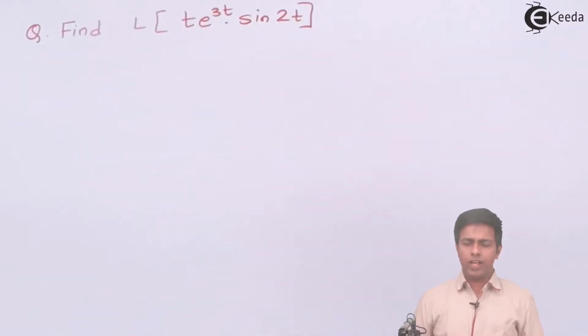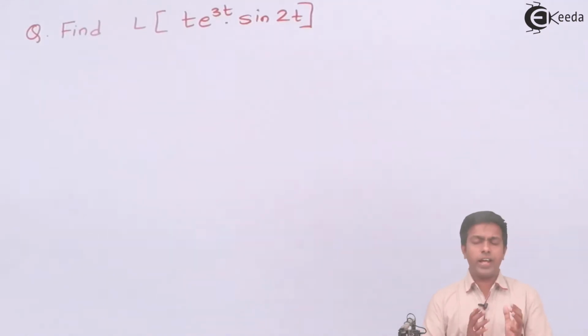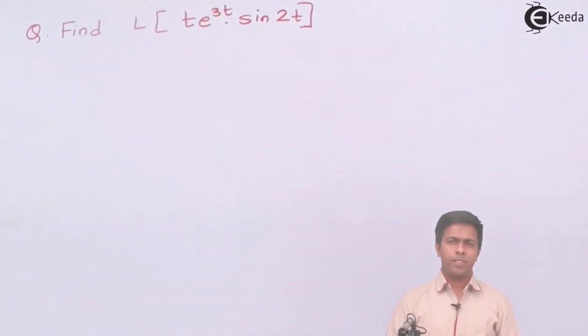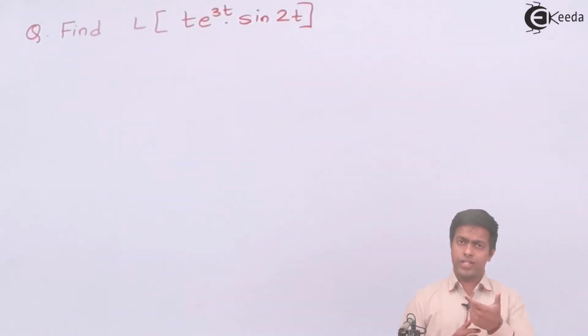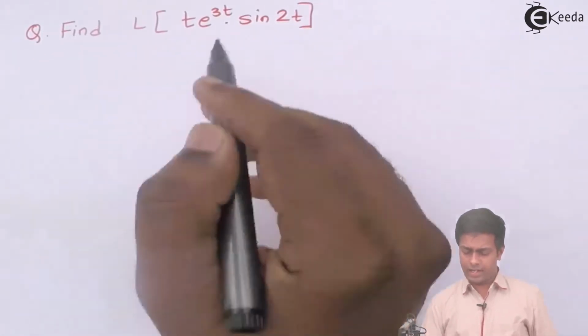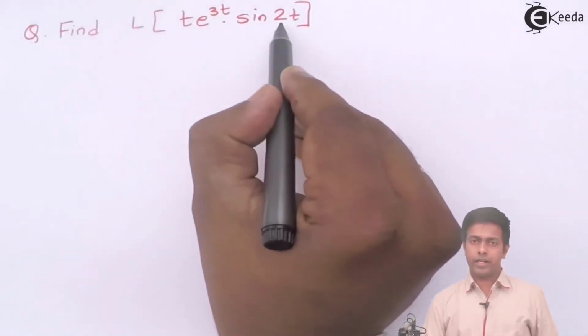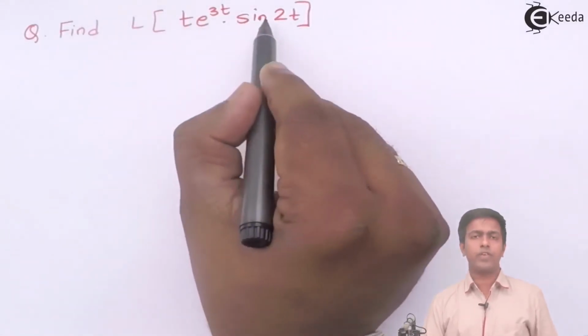So here we have to find out the Laplace transform of t into e to the power 3t sine of 2t. Now guys, if you see the format carefully, then if I consider this e to the power 3t into sine 2t as f of t, then it looks like t into f of t.